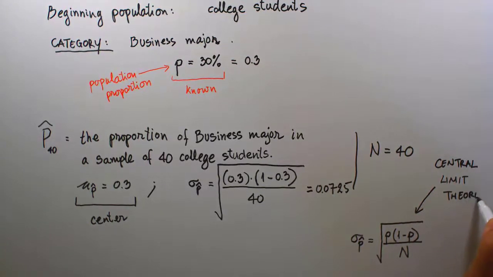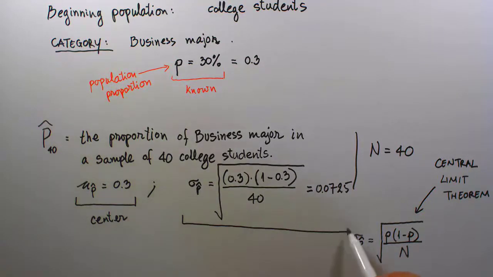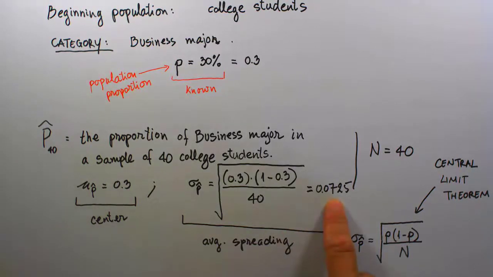Eventually I'm going to summarize it all and put on screen what the central limit theorem for a sampling distribution of the proportion looks like. The role of this sigma p hat is what we have found here for our sampling distribution of the proportion. This is the average spreading of all sample proportions. Once we have the center, this measures on average how much all sample proportions are spread away from the center.